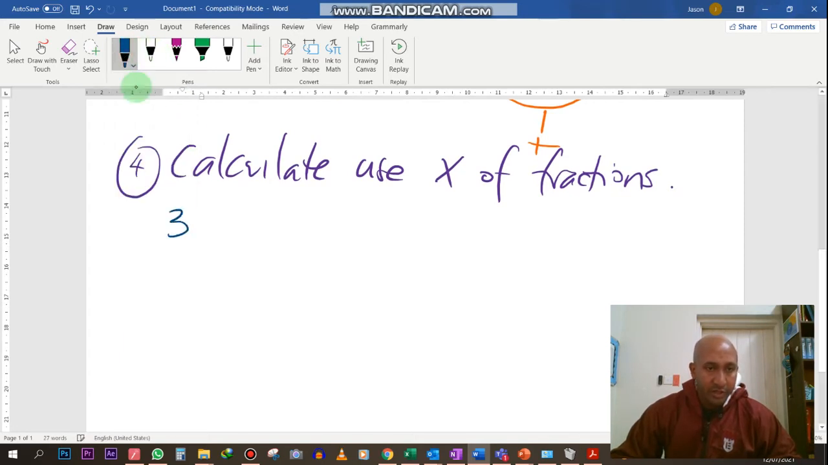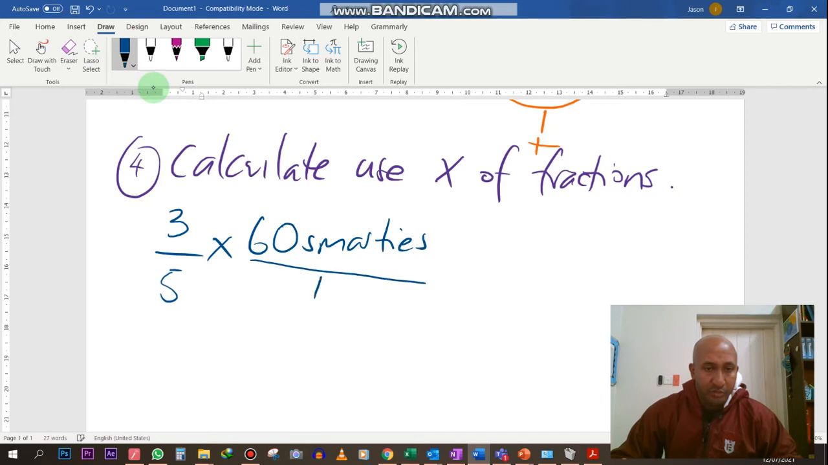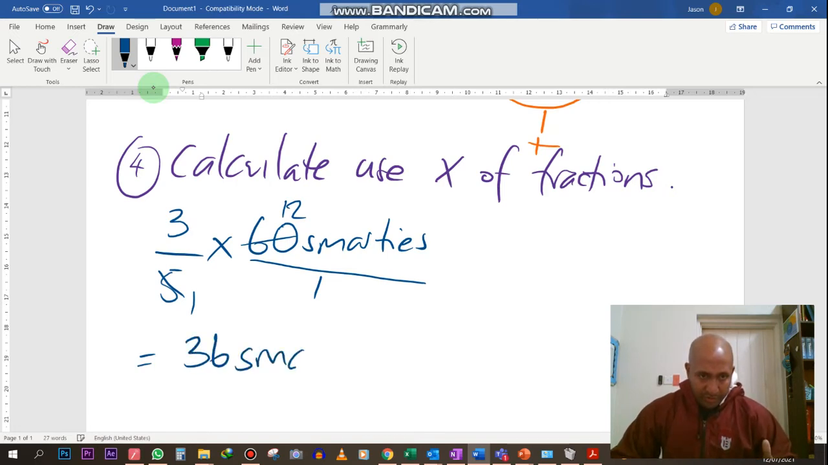So 3 out of my 5 shares, and I was sharing 60 Smarties. That proportion belongs to Muila. And now I just use my normal reduce first method. I can see there's a relationship between 5 and 60 here already. 5 into itself goes once. 5 into 60 goes 12 times. 3 times 12, 36 Smarties goes to Muila.